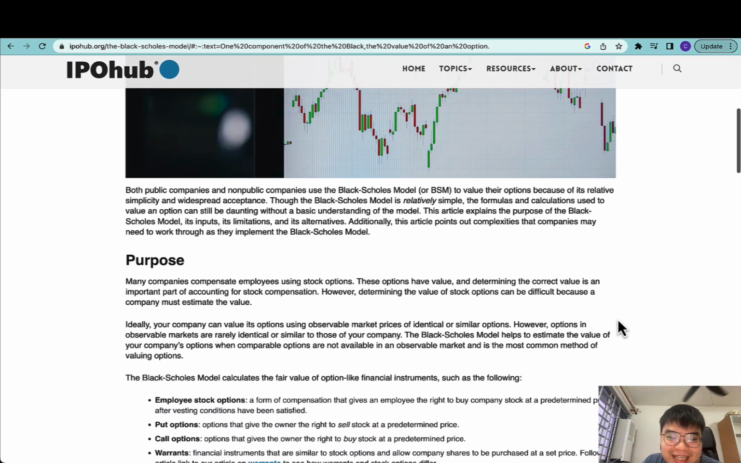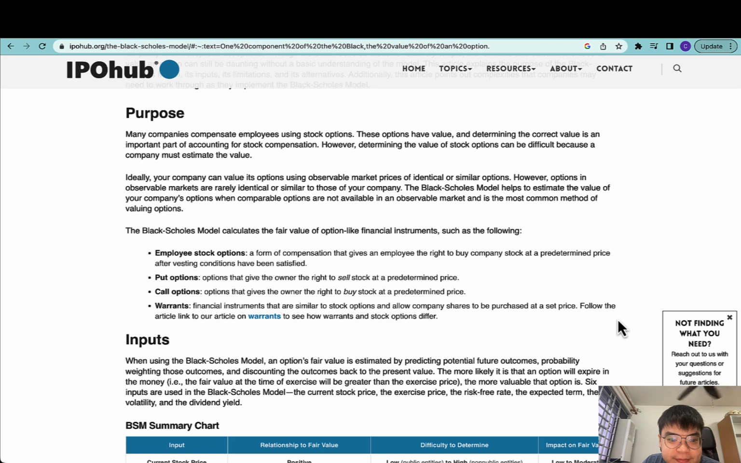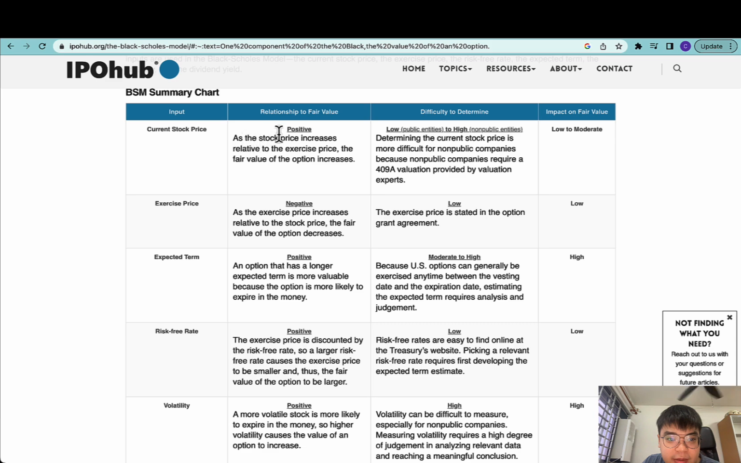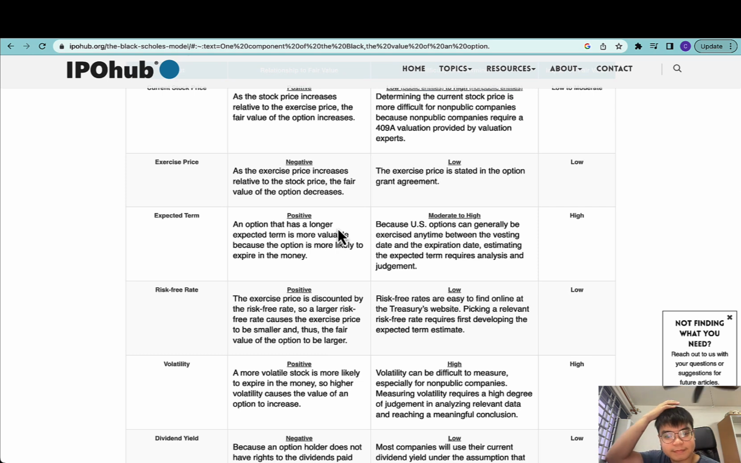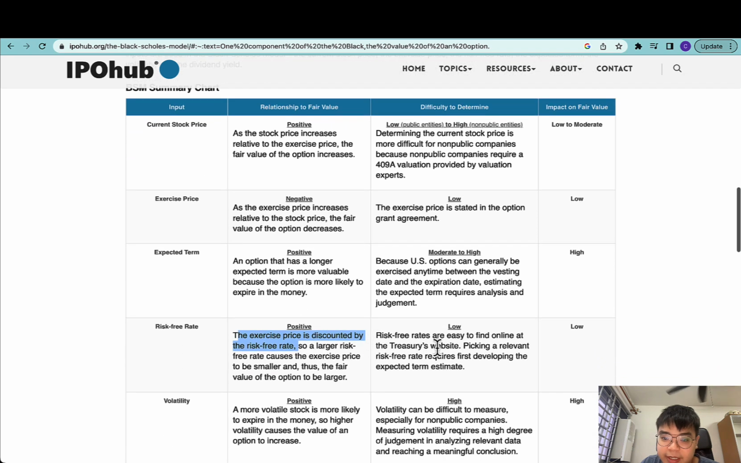It's my first time seeing this in quite some time. So it looks like we have talked about the current stock price, the exercise price, the expected term, which in this case is pretty much the time to expiration, and the risk-free rate. So what does this mean? Difficulty to determine. It's really nice that this IPOHub even listed how easy it is for us to get that.